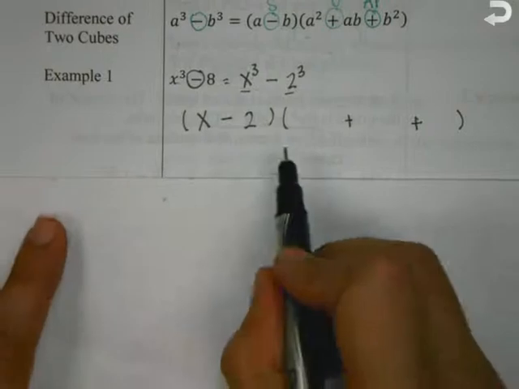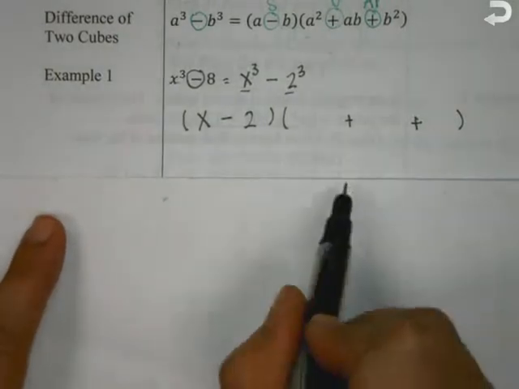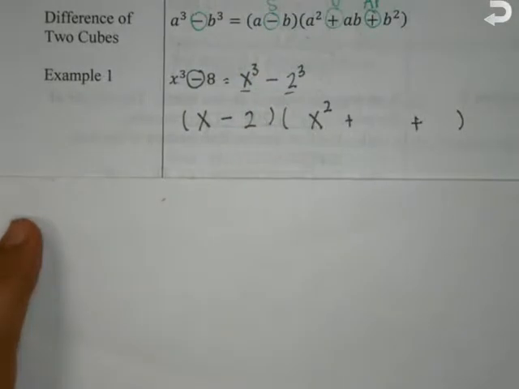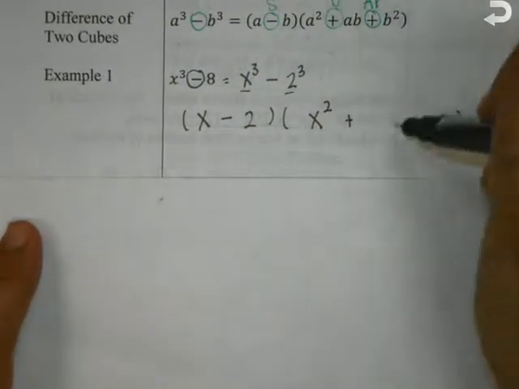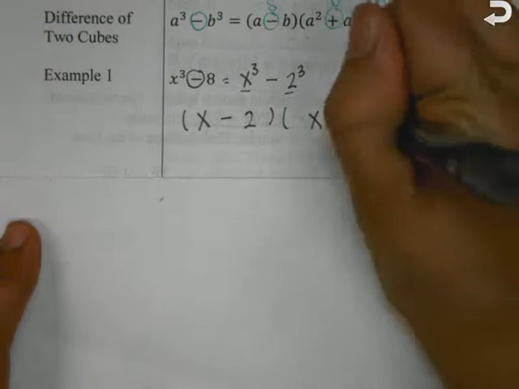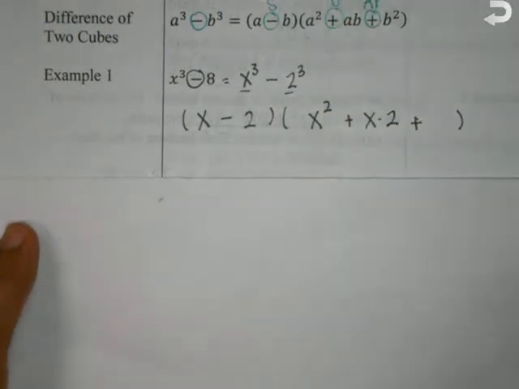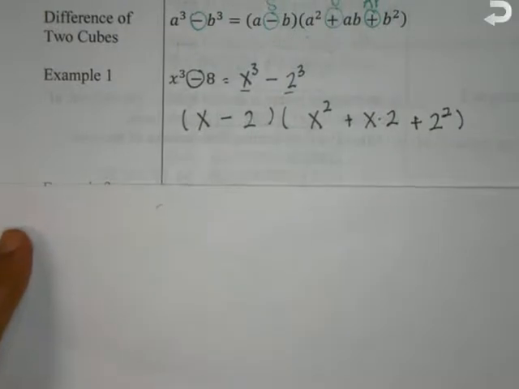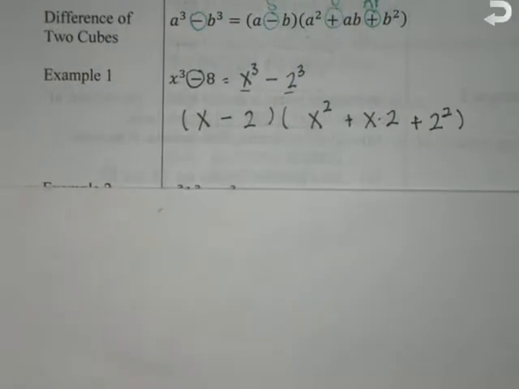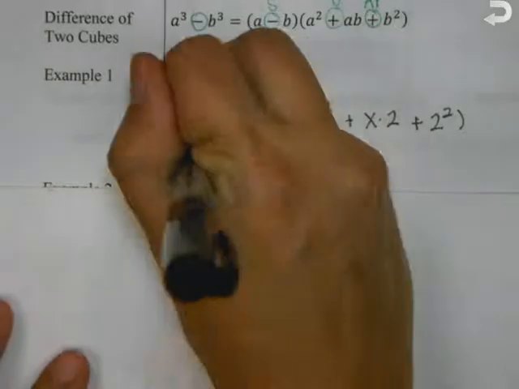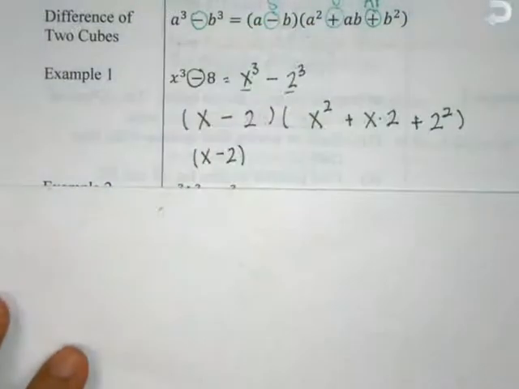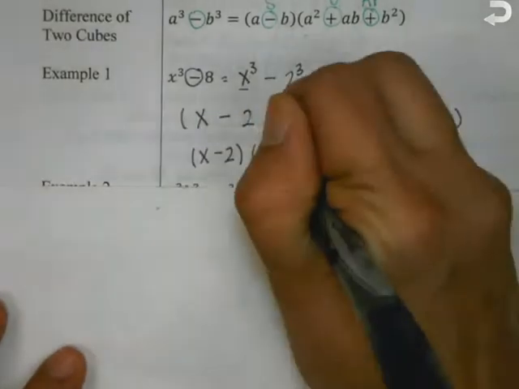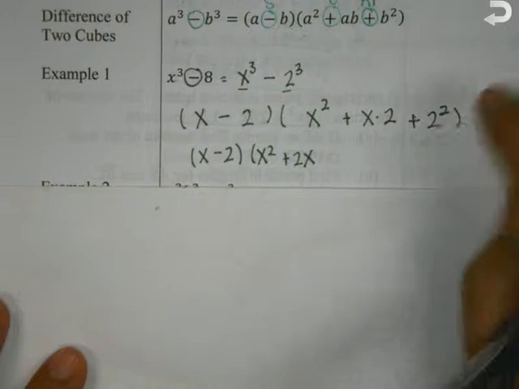Next blank, the first one in the larger parentheses, is base 1 squared, so that's going to be x squared. Next one is the two bases multiplied, so x times 2. And then the last one is the second base, 2 squared. But we have to simplify this all the way. So it's going to simplify down to x minus 2 times x squared plus 2x plus 2 squared gives me 4.